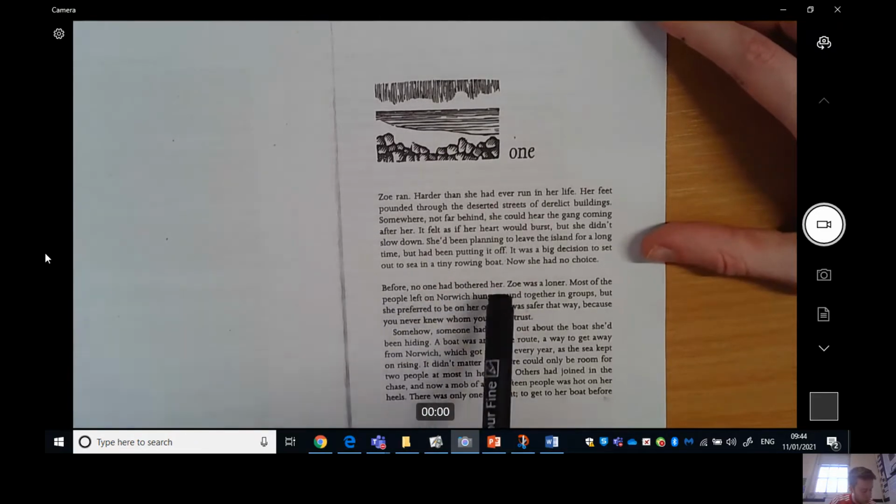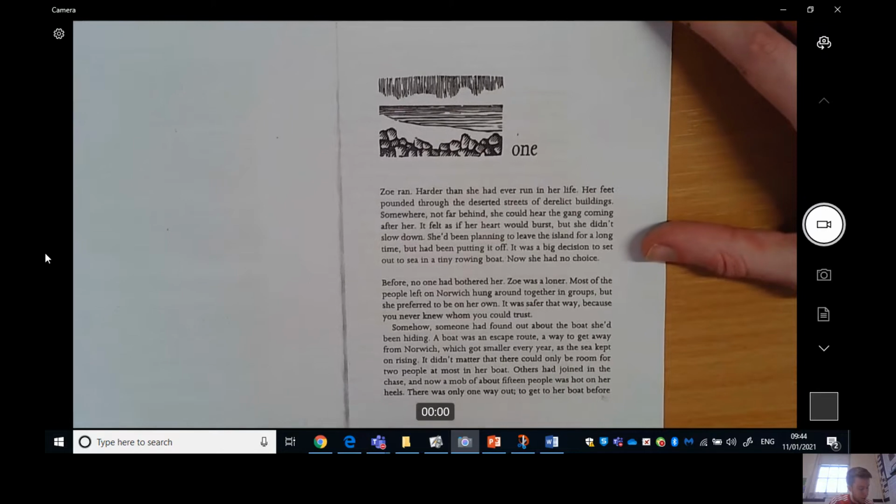Before, no one had bothered her. Zoe was a loner. Most of the people left on Norwich hung around together in groups, but she preferred to be on her own. It was safer that way, because you never know whom you could trust. Somehow, someone had found out about the boat she'd been hiding. A boat was an escape route, a way to get away from Norwich, which got smaller every year as the sea kept on rising. It didn't matter that there could be only room for 2 people at most in her boat. Others had joined in the chase, and now a mob of about 15 people were hot on her heels.